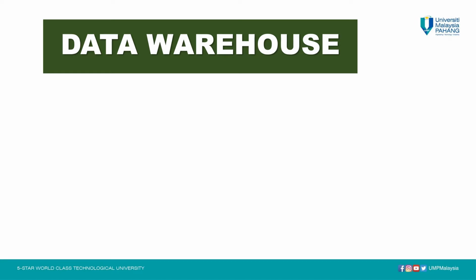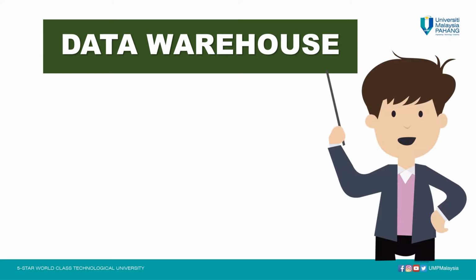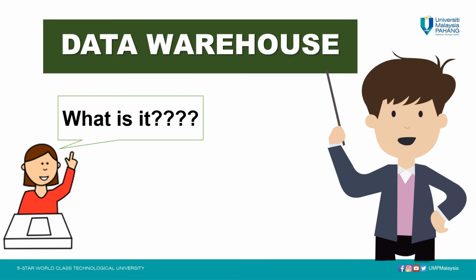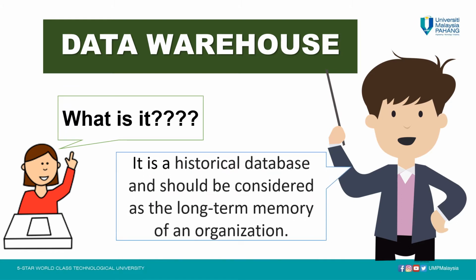So we start with the definition of data warehouse. So what is it? A data warehouse is a historical database and should be considered as the long-term memory of an organization. To understand this term better, let us consider the database of a university management system. For the duration of study by a student at the university, his or her data will be retained in the main data store and all database operations such as insert, update, delete, and retrieve will be performed on it.